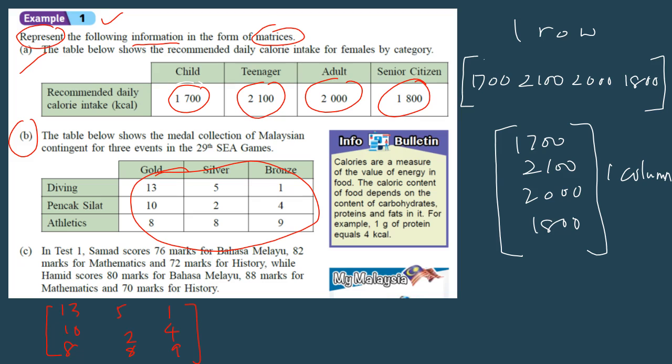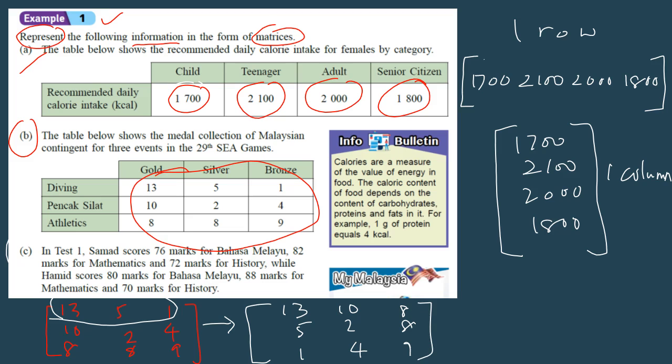Yeah, no comma, no full stop, everything. You just write the numbers. And also you can change, you write the row become the column. Yeah, 13, 5, 1, 10, 2, 4 and 8, 9. Okay, the one also can.